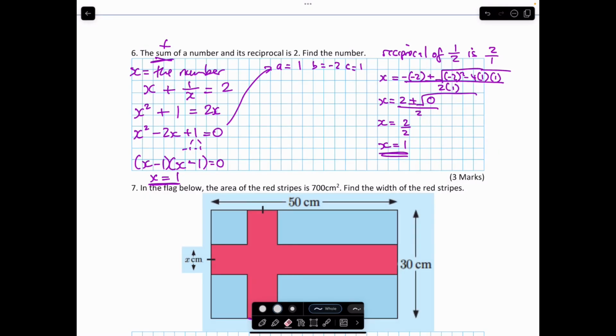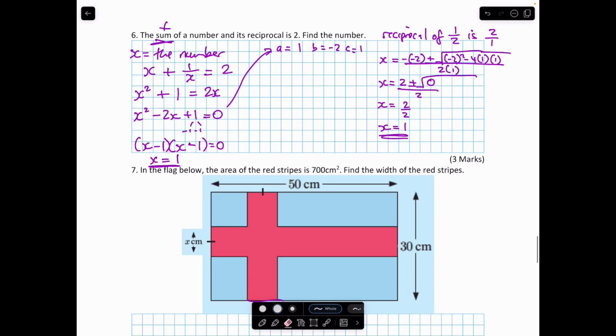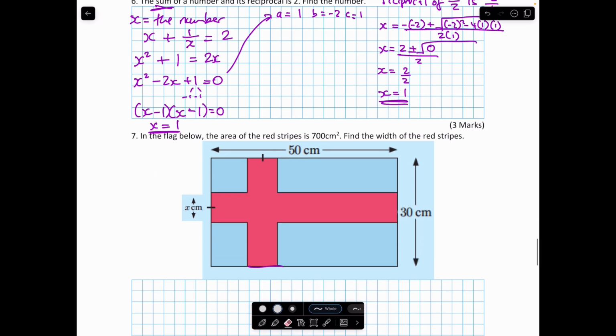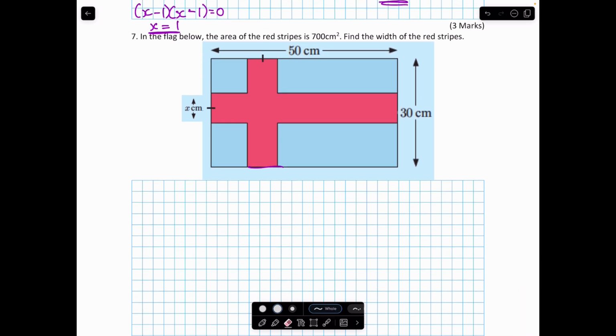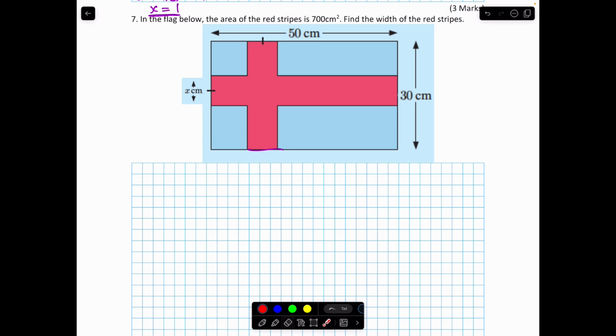Just continuing these questions because I had a bit of noise going previously. So we have in the flag below, the area of red stripes is 700 square centimeters. Find the width of these stripes. So the first thing that we need to deal with here is acknowledging what shapes these are. This is a rectangle, and from year 7, year 8, year 9, you should have repeatedly done measurement. And you should know that the area of a rectangle is length times by width.